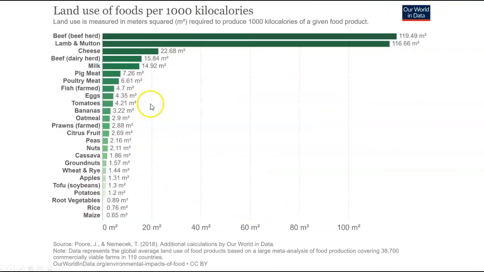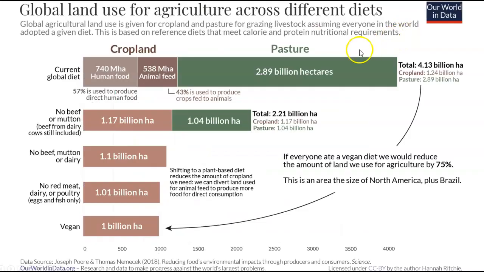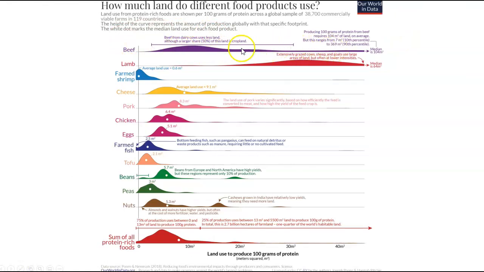We looked at this group here. These are the averages, but you can see that there is actually, of course, quite a large spread in how much land you use to grow, for example, beef, depending on the type of farm. So there's a big spread here, and we can see that that's true for all kinds of products as well.